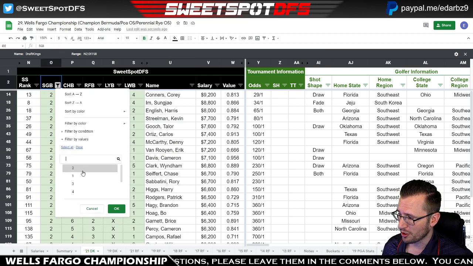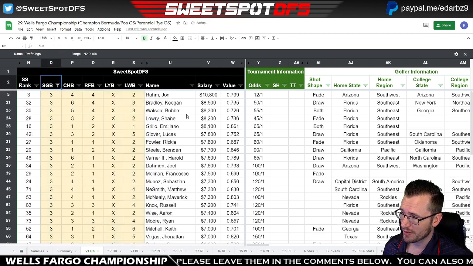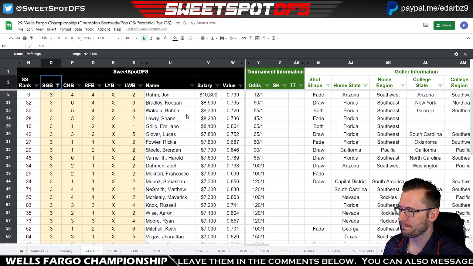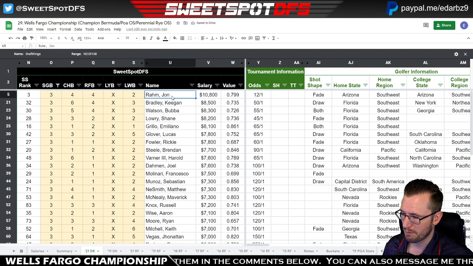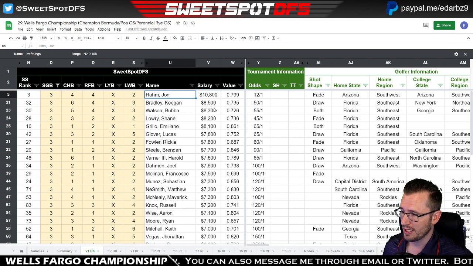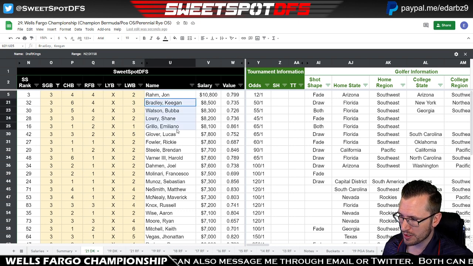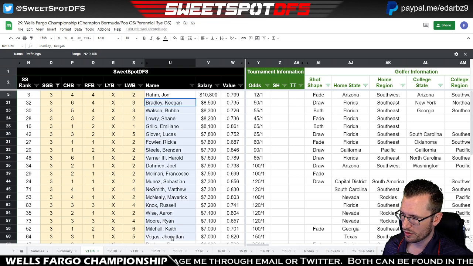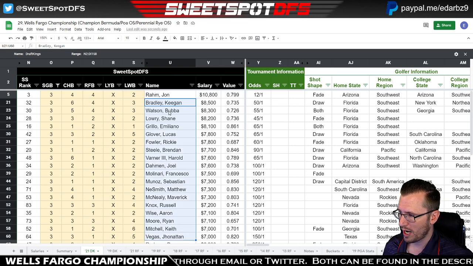Let's go ahead and take a look at our last bucket that we're going to discuss for the night. This one is headed by Jon Rahm. So the other 10K golfer that was not in the strokes gained bucket 1 guys. And then we have a pretty good amount of 8 and 7K golfers. So Keegan, Watson, Lowry, Grillo, Glover, Fowler.